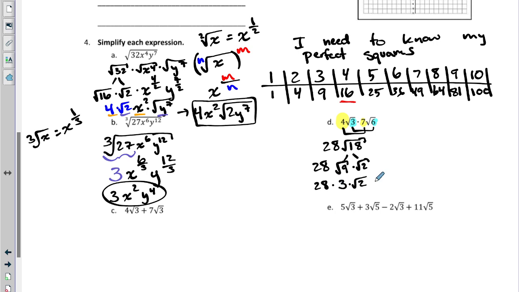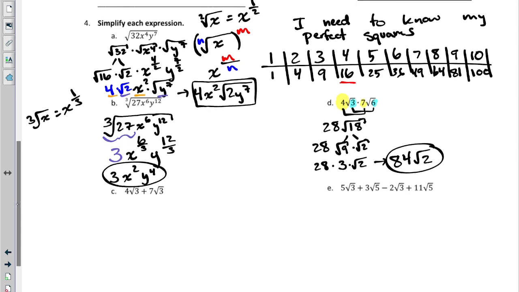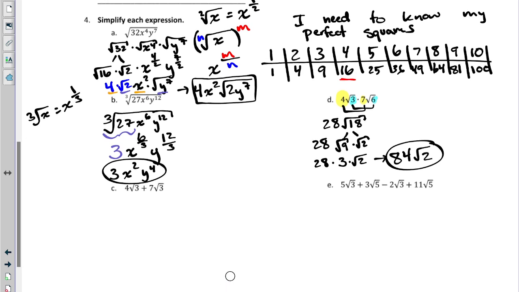Well, that's going to be what? 24 plus 60, 84 square roots of 2. And that's my answer. That's kind of interesting. That's kind of cool. All right. What about these ones that we're adding?